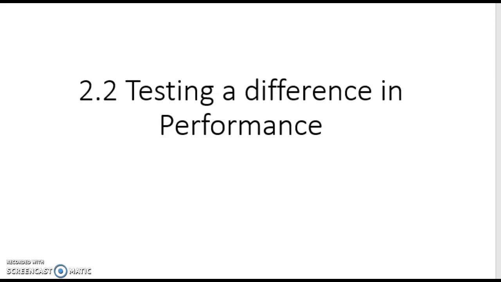Hello. Today we're going to talk about testing a difference in performance, which is also testing a difference in proportion. So think about if you are talking about the proportion that you get an A in your math test and the proportion that you get an A in your science test, and you're asking if you actually do have a better ability to take tests in math than you do in science.